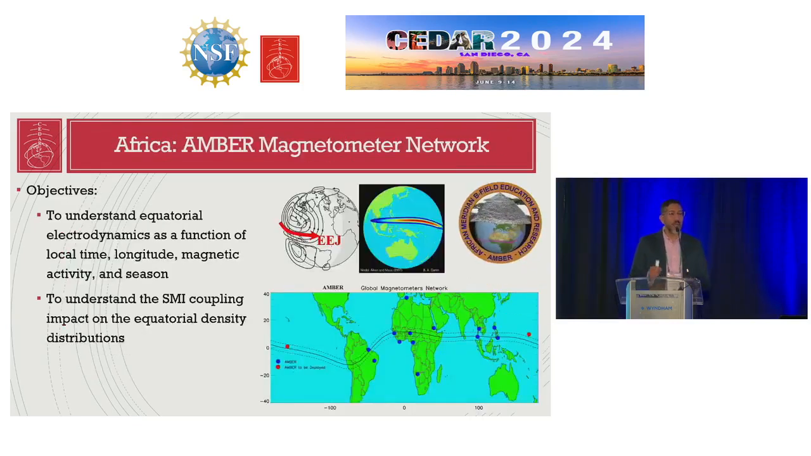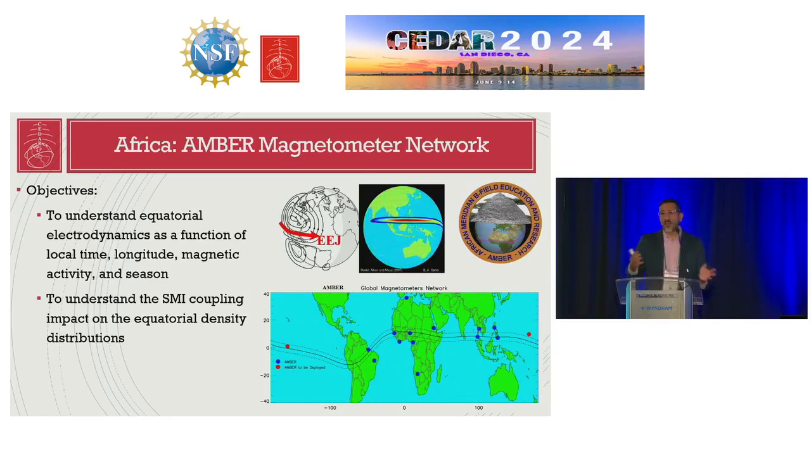But before closing, I would like to mention this slide that Endawoke sent me yesterday about this AMBER magnetometer network. This is a network of magnetometers that he's been working on and studying all over Africa. The aim is to understand the equatorial electrodynamics in the presence of the electrojet. So this is a project called African Meridian B-Field Education and Research.